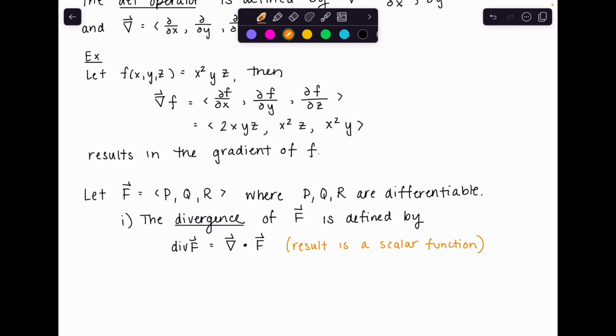So in this case, you'll end up with something that still maybe has x's, y's, and z's, but it is not a vector when I find the divergence.